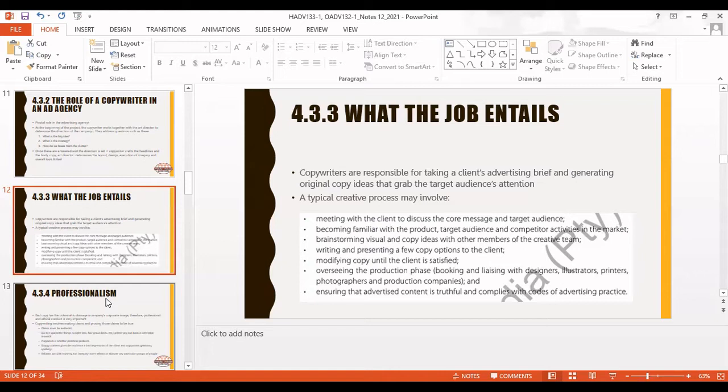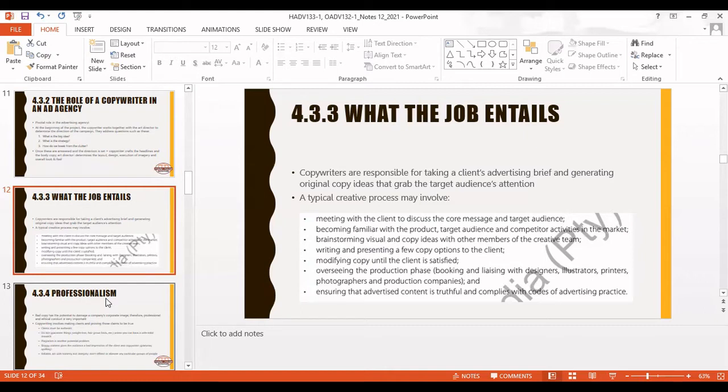So you don't have to necessarily come up with one copy. You can write two, three, four copies. Then you present this to the client. Then the client can choose, okay, I'll go with this one, or I'll go with A, I'll go with B. Then you modify the copy until the client is satisfied.